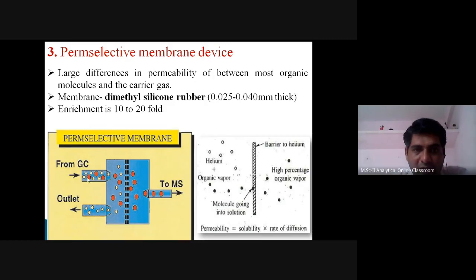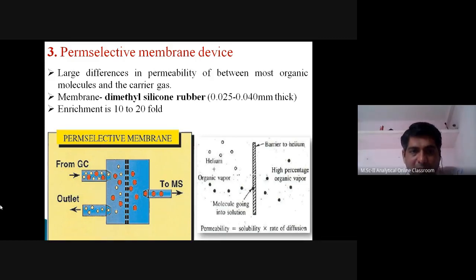Here you can see that in this case the amount of helium is larger as compared to the analyte, but this end, where the sample enters into the mass spectrometer, has more concentration of the analyte, and we require more concentration for the MS. So this is called a selective membrane.